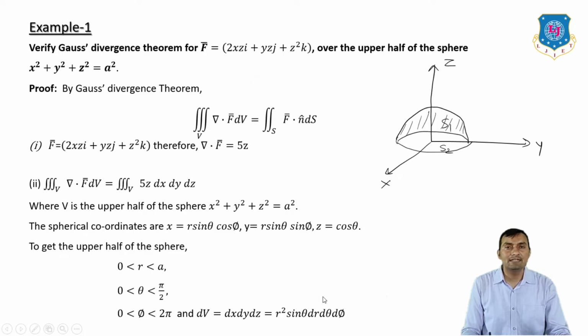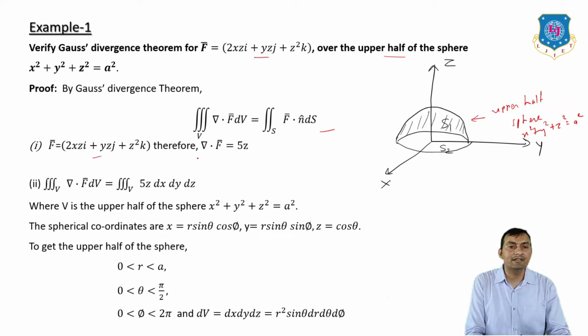Now, let us see a simple question. Verify Gauss's divergence theorem for the vector field F over the upper half of the sphere x squared plus y squared plus z squared equals a squared. So this is the upper half sphere. By Gauss's divergence theorem, this is the statement of the theorem.